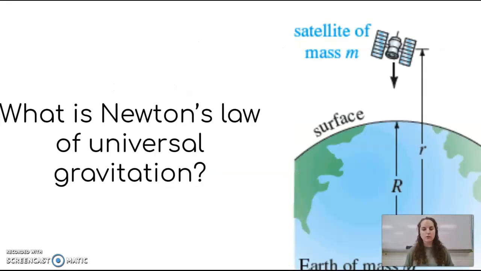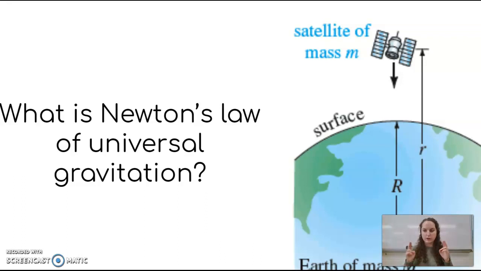So what is Newton's law of universal gravitation? You should have, again, an idea that says something like this. For a pair of objects, each object attracts the other with a force that is directly proportional to the product of the masses and inversely proportional to the square of the distance between them.